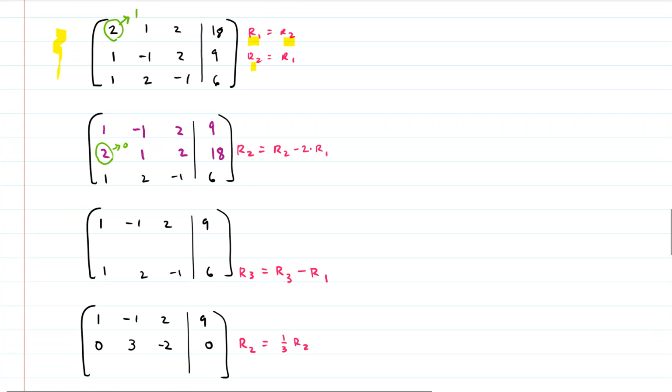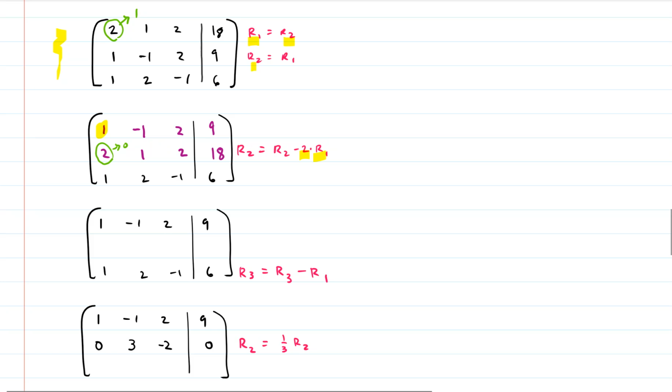Now our second step is that this needs to be a 0. To make it a 0, I'm going to take -2 times row 1, which in this spot, 1 times -2 gives me -2. Then if I add it to row 2, I'll zero out my row 2 right there.